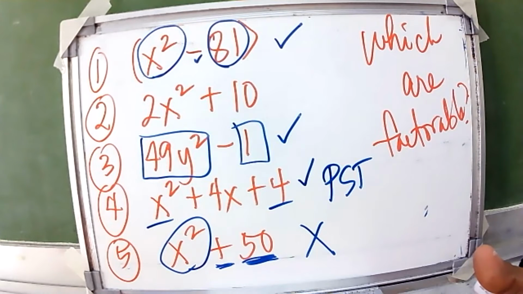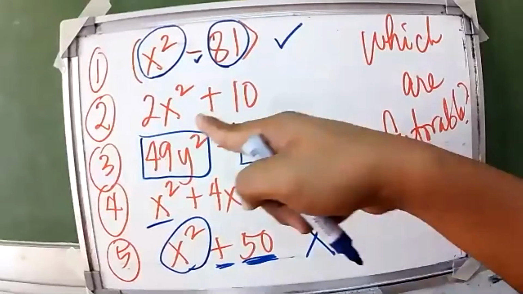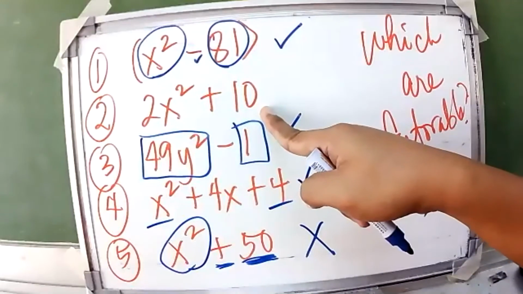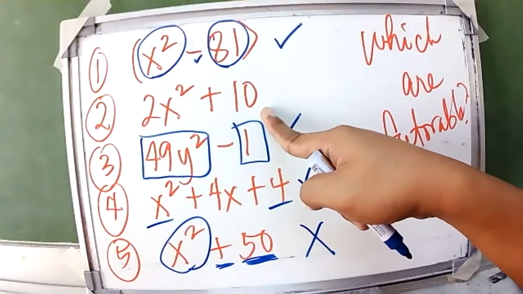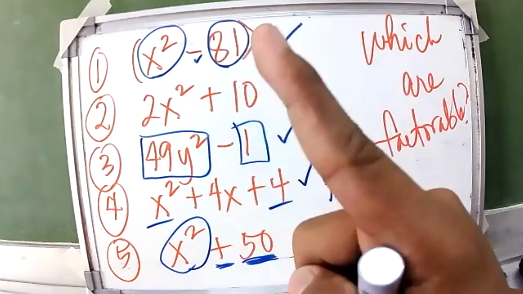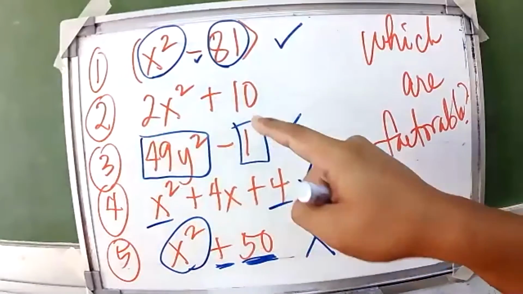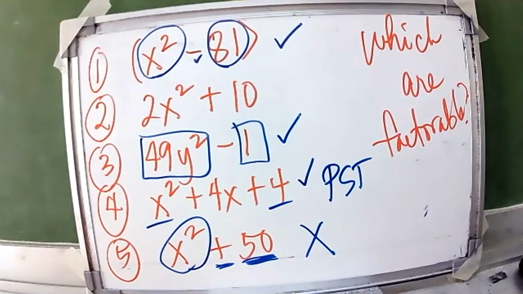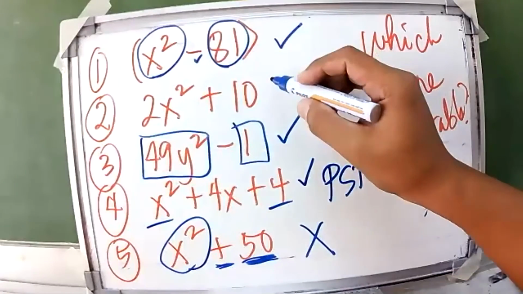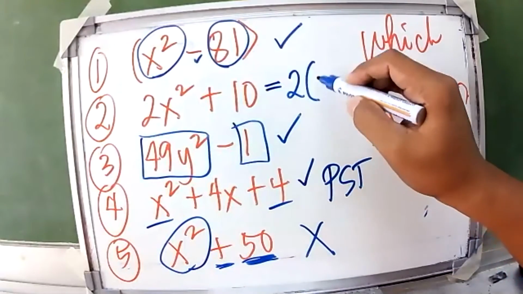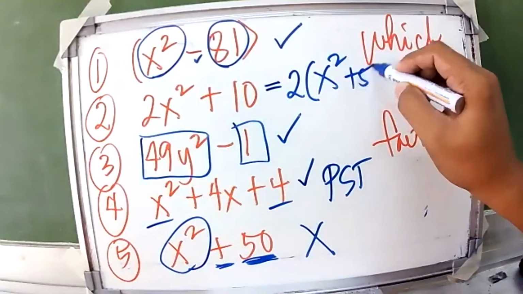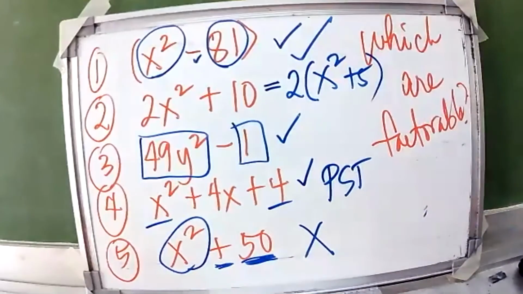Examine it. Look at it. They are not perfect squares. So if they are not perfect squares, then they are not perfect squares. But you are missing the very first part that we need to do. What was the very first thing I said earlier? We need to look for the common monomial factor. Exactly. Do you see a common monomial factor here? And that is 2. So this is equivalent to 2 times x squared plus 5. So this is still factorable.